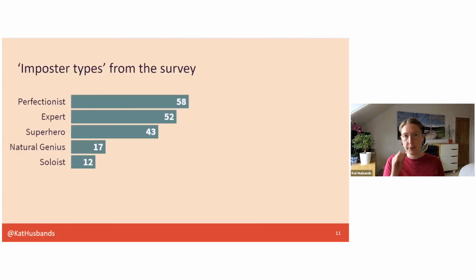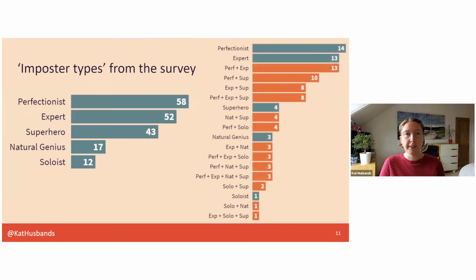The imposter types that the respondents in the survey identified with the most were perfectionist and expert, with quite a strong showing of superheroes as well. The low number of soloists I quite like to see, and it happened again in the poll just there. I think that actually fits really nicely with the idea of user-centered design being a team sport. So even if we believe that we have to be perfect and experts, we don't think that we have to do everything alone. We know that we're meant to work together. That makes me smile.